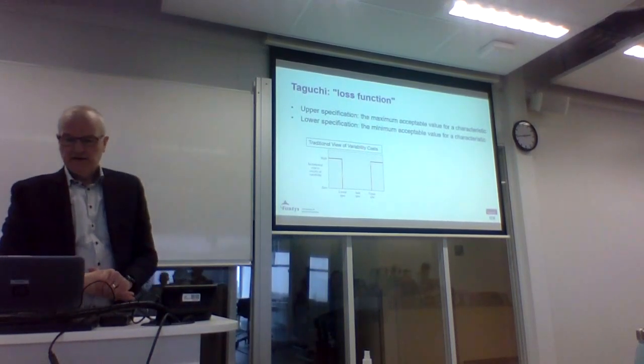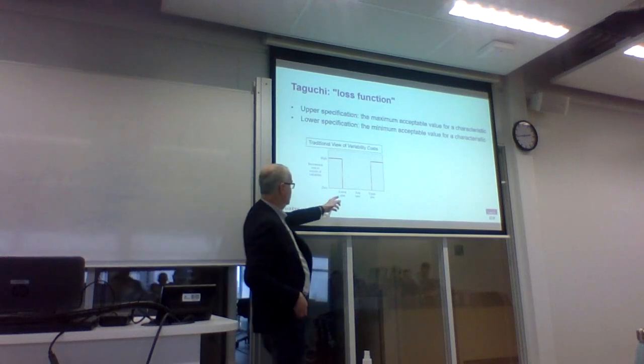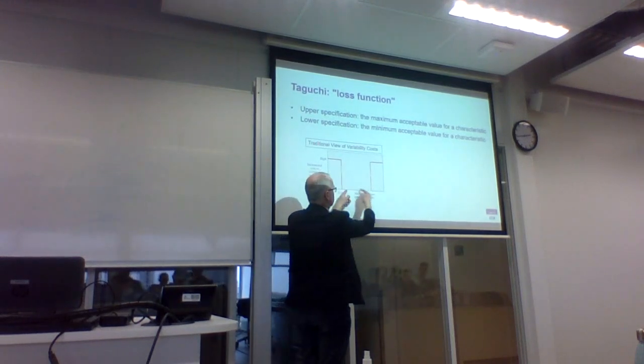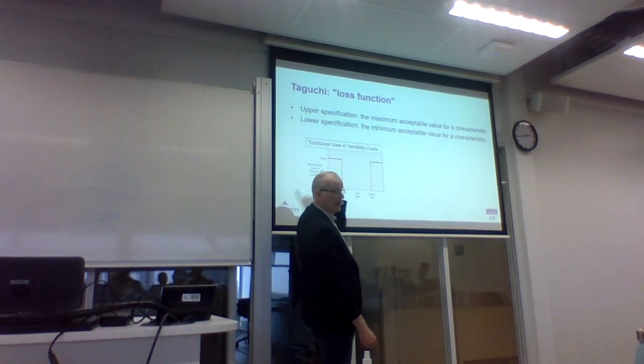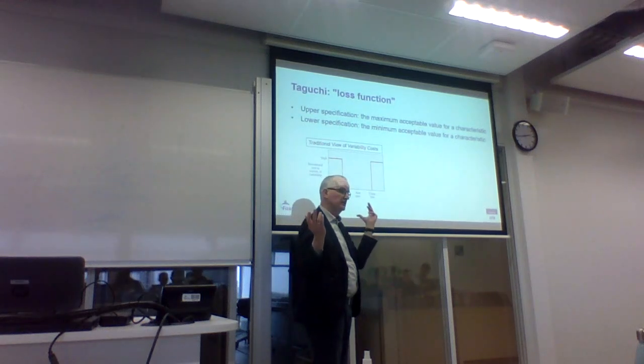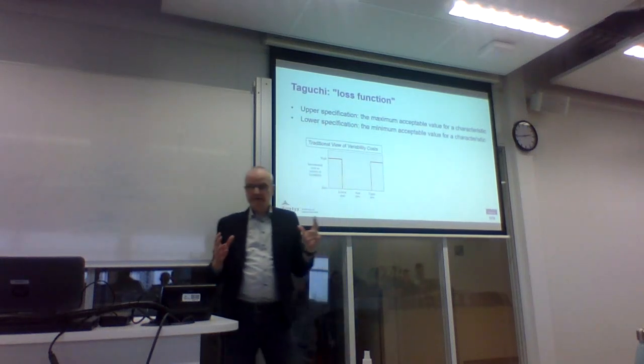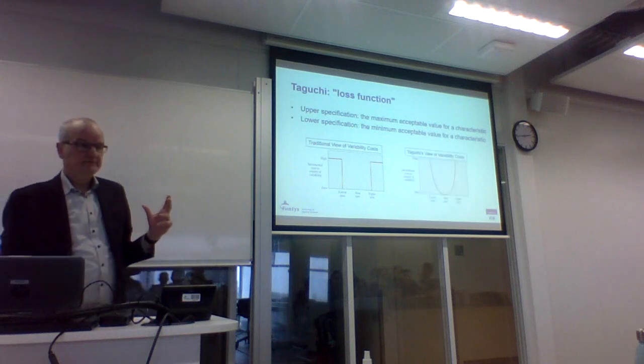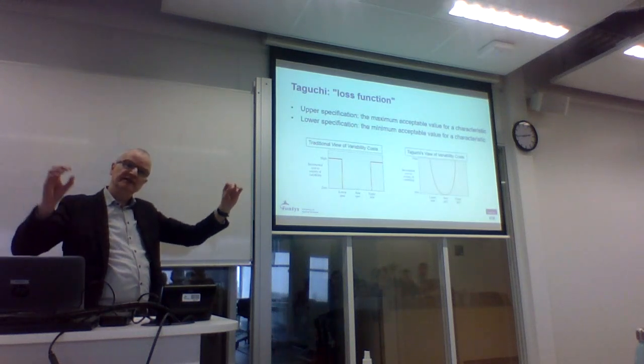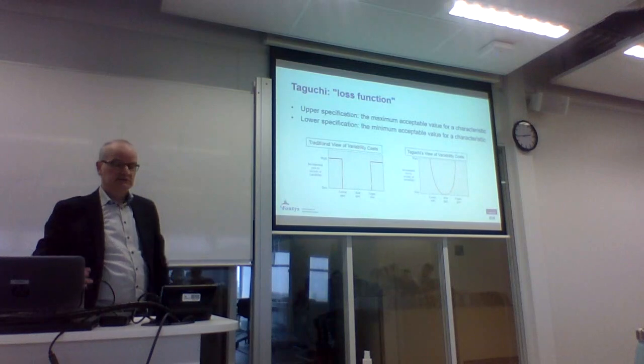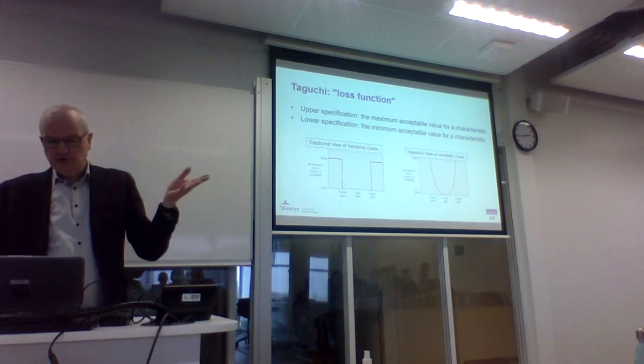Yeah. So the traditional view was always, as long as I'm between these, I'm optimal, and then suddenly I'm not optimal anymore, right? That's not true. In reality, it really looks like this. It's like a continuum, right? It's not like 0, 1, right? Okay. Anyway, that's what Taguchi explained.